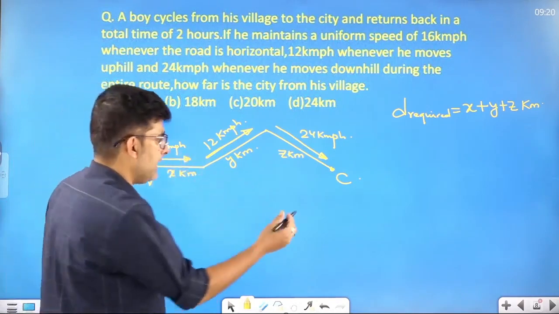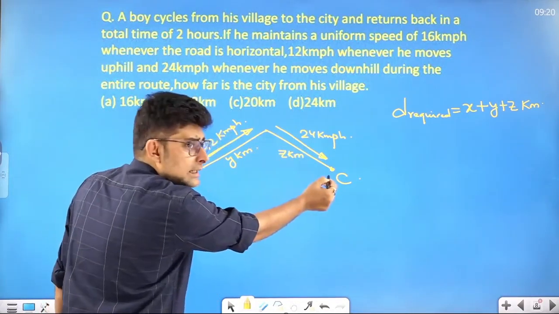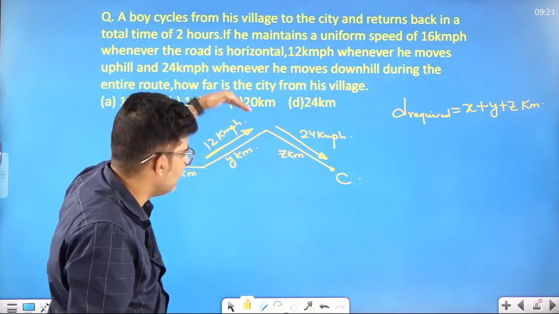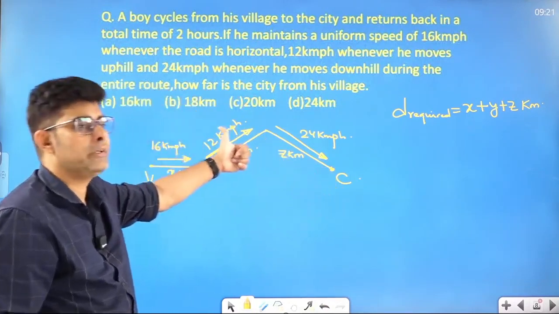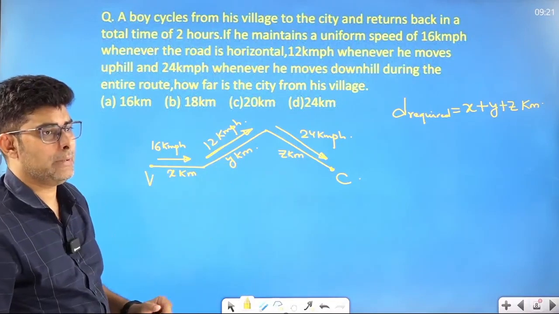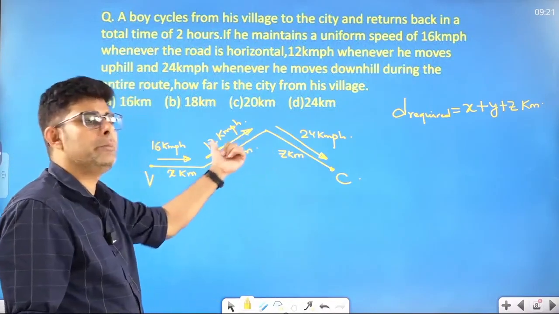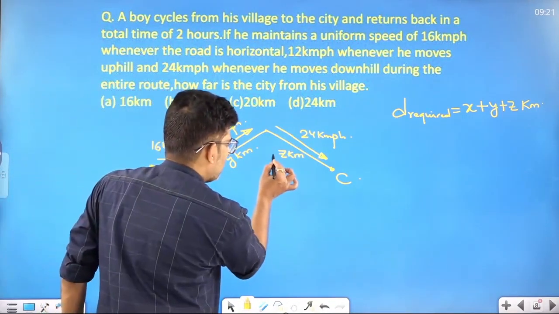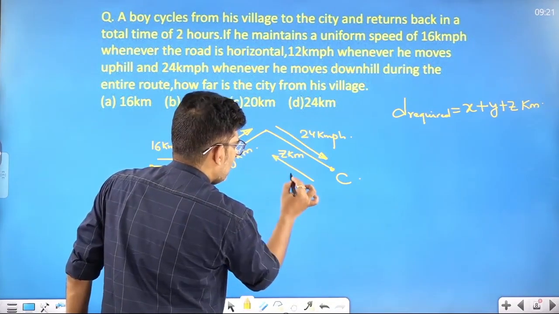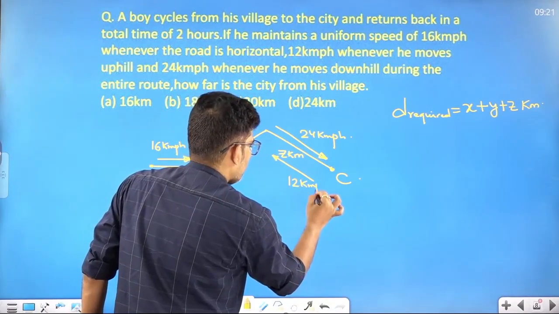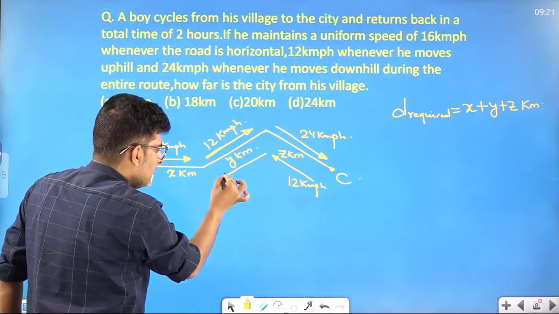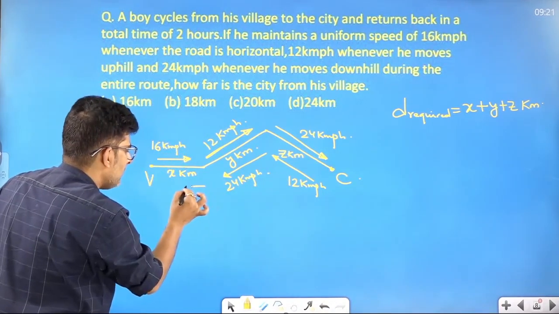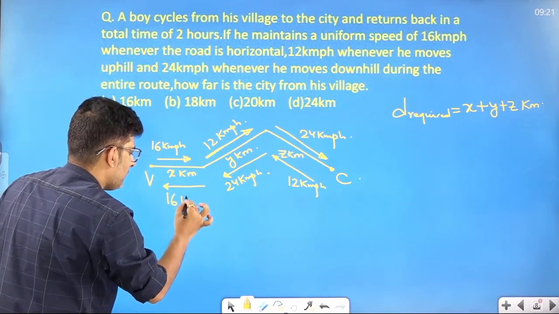Returning journey, can you say when you return, the downhill journey, while returning what will it become? The z kilometers which was downhill while going from village to city. So if you go from city to village, the downhill will become what? Reply fast. Yes, uphill. And the uphill will become downhill. But the flat road will remain flat only. Yes. So see what happens. While returning, this becomes uphill. So now his speed will become 12. The uphill journey will now become downhill. So his speed will become 24 km per hour. And horizontal will remain horizontal only. This will be 16 only.